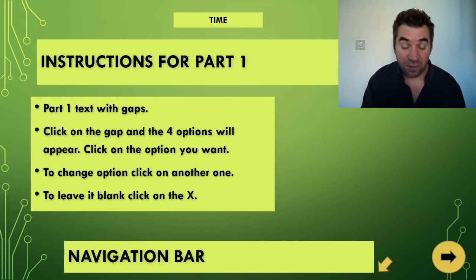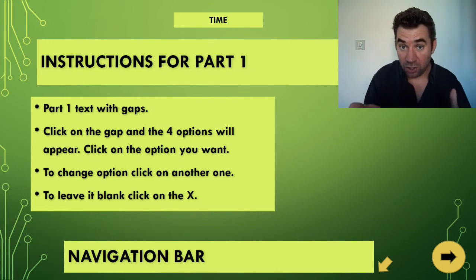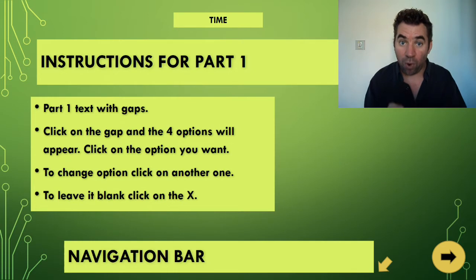At the bottom of the screen, they have what is called a navigation bar. This pretty much is where you'll see all the parts of the test. So in the use and reading paper, you'll see part 1, part 2, part 3, part 4. That's the use, and then part 5, part 6, part 7.